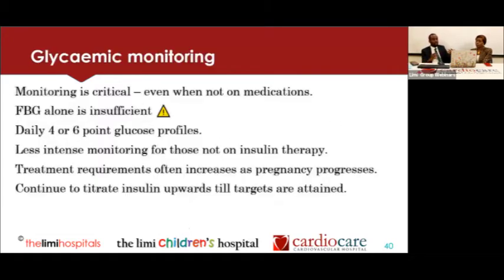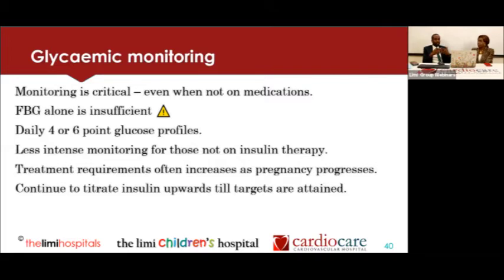Now, talking about monitoring, I tell people with diabetes that monitoring glycemia is actually one of the most difficult parts of managing diabetes in pregnancy. The most difficult part is the diet. That is, you are going to be having pregnancy cravings, and the doctor has told you you should not eat this, you should not eat that, you should eat little of this, little of that, and you can't fulfill your cravings. But after that, monitoring is perhaps the next most difficult part, because fasting blood glucose alone is insufficient.